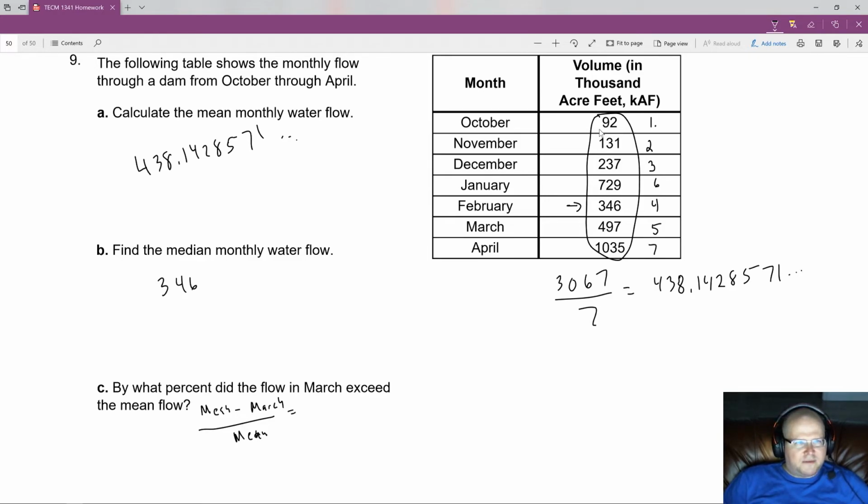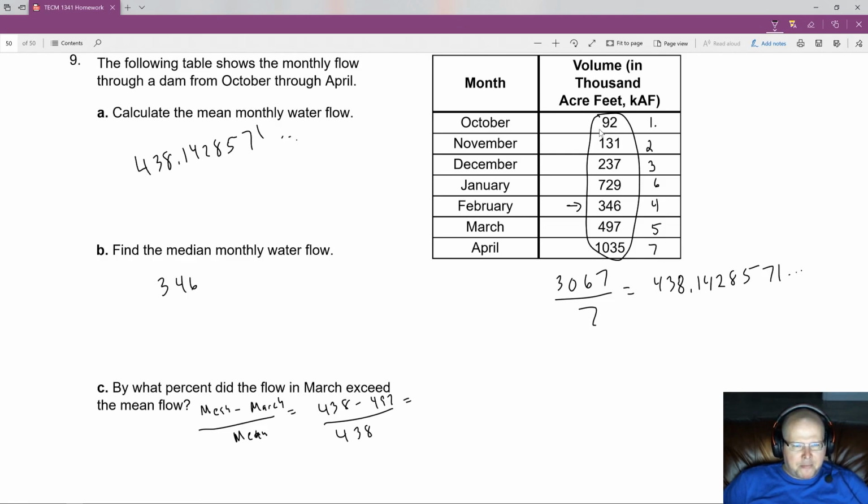Okay, so we have the mean, which is 438. I'm lazy, so I'm just going to leave it like that. And I'm going to subtract March, which is 497. I don't really worry too much about the sign. We already know it's technically these two. The 497 should come first, and then you subtract 438, but it's okay.